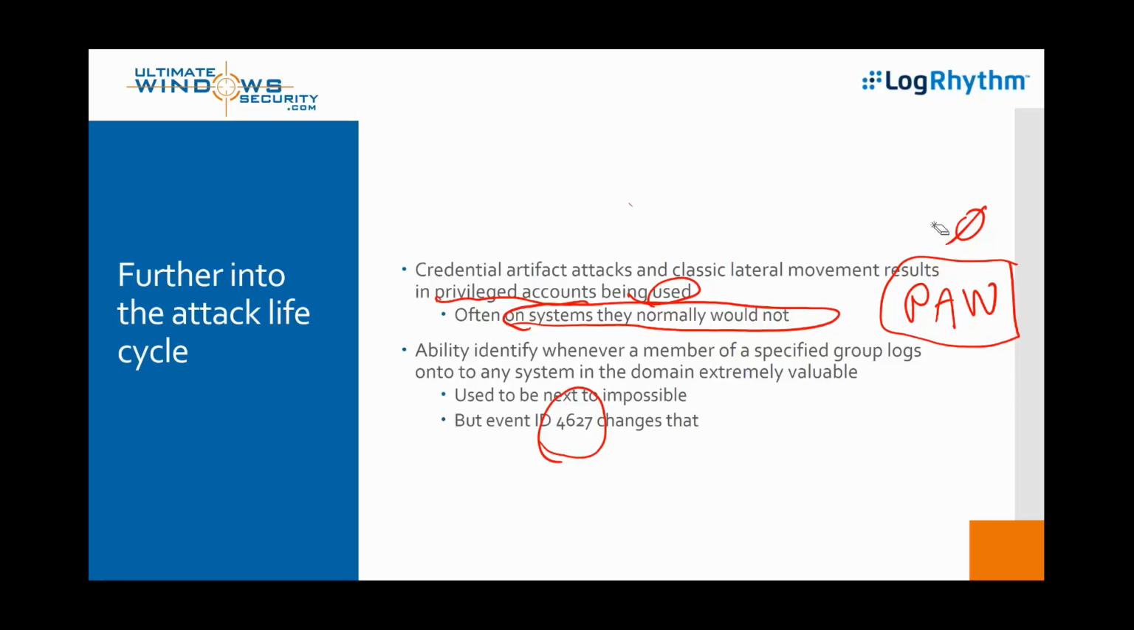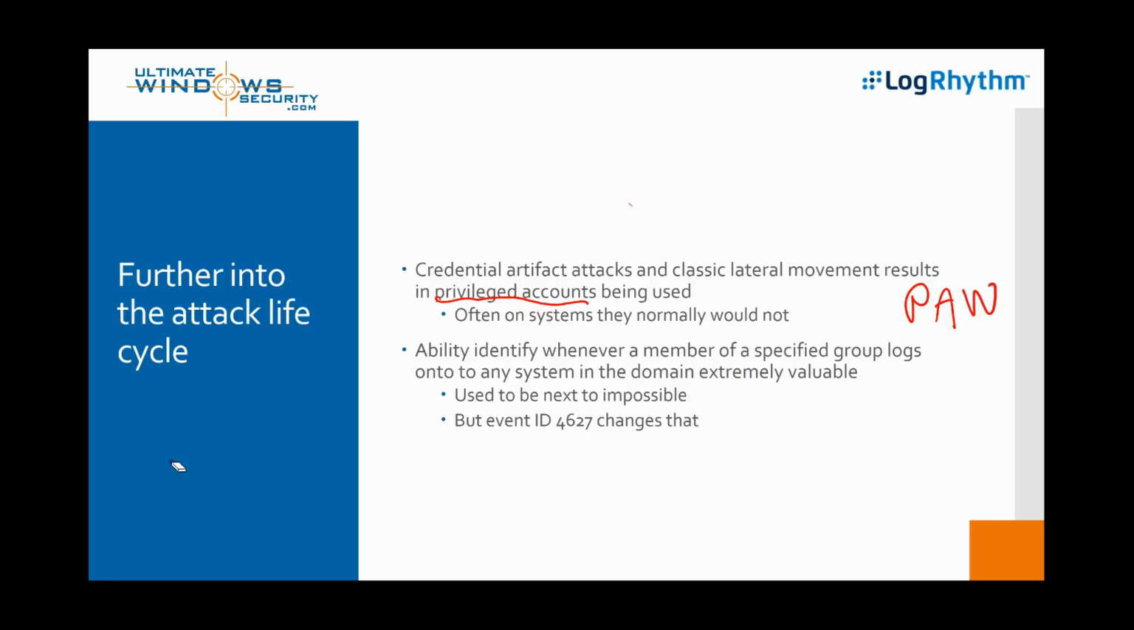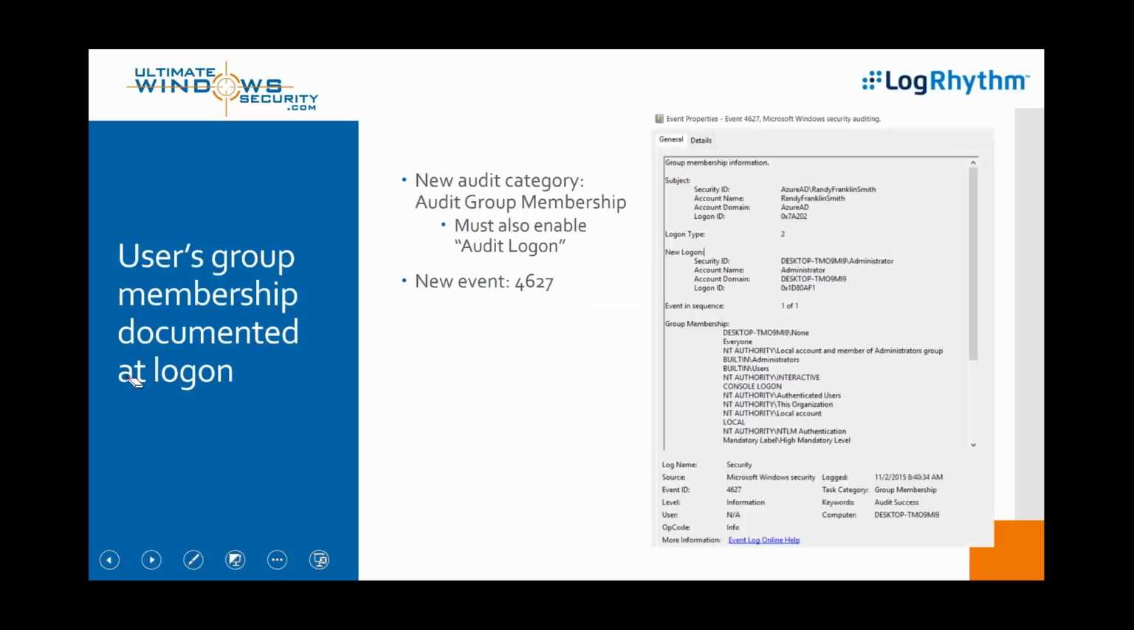But check out how 4627 changes the story, at least for Windows accounts. So here's the new event, and as long as we've turned on this new category, so there's a new audit category in Windows called Audit Group Membership, we need that turned on, and we also need Audit Logon turned on in order to get this event.